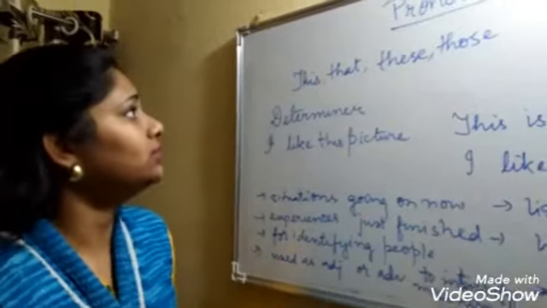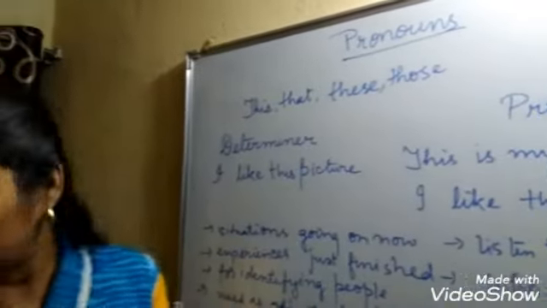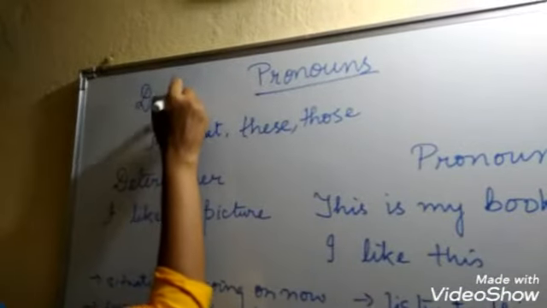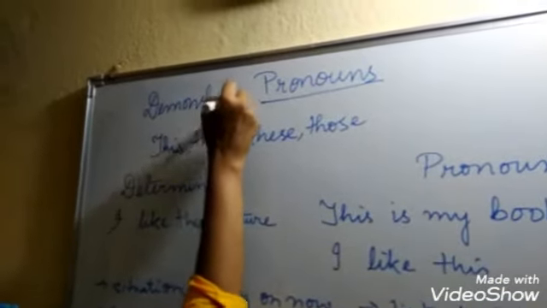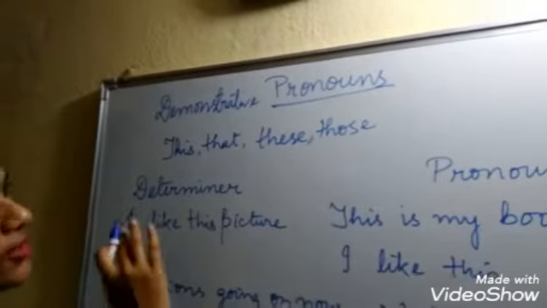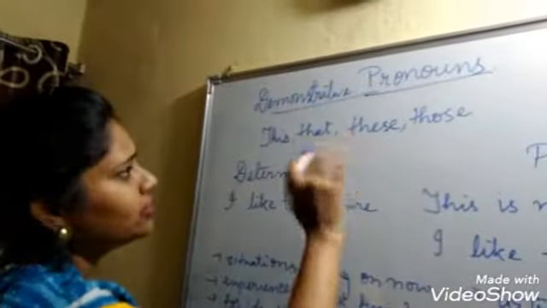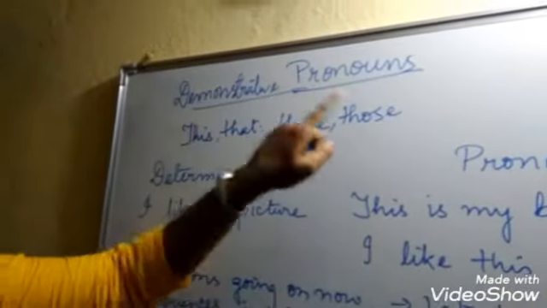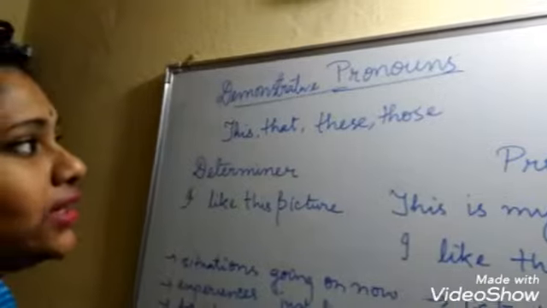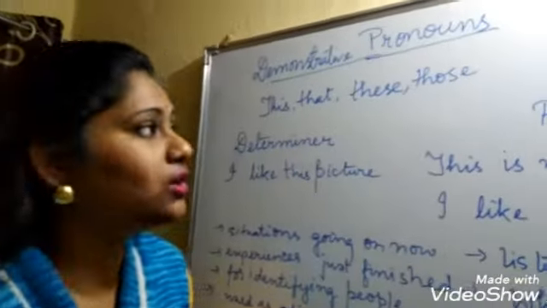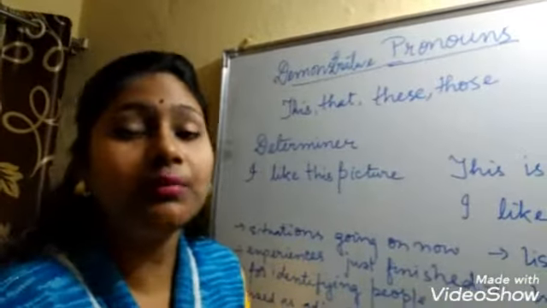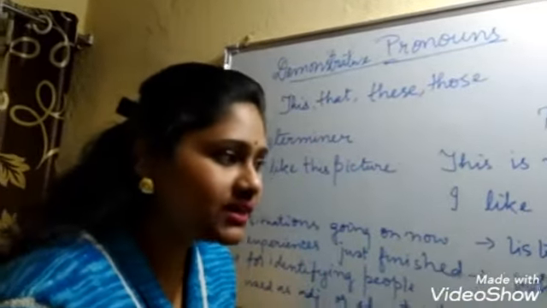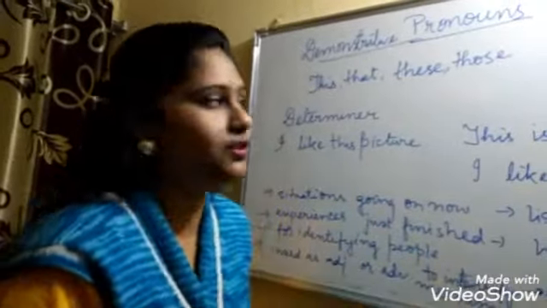Now let us deal with demonstrative pronouns. Okay, so we'll deal with demonstrative pronouns. Now see, there are 4 words which come under demonstrative pronoun. That is this, that, these, and those. These 4 words are also called pointer words because they point to something. They point whether something that is being spoken about is near the speaker or far away from the speaker.